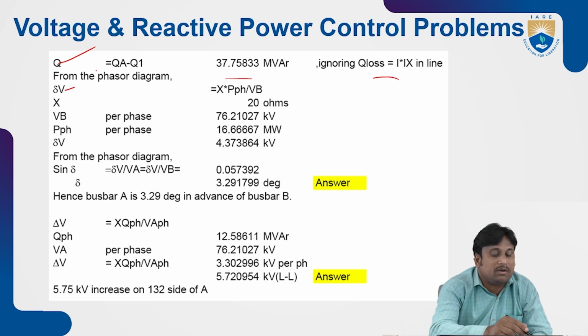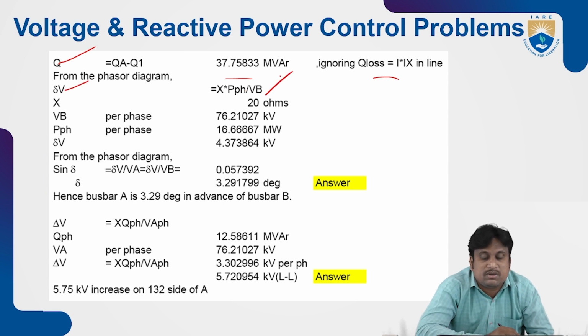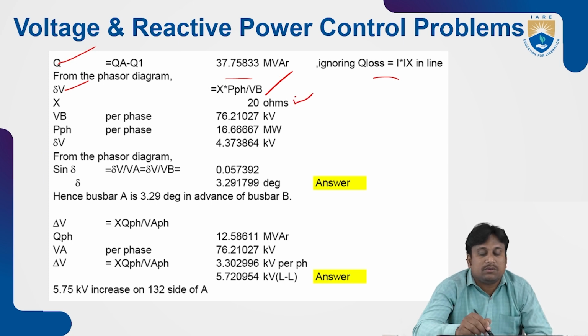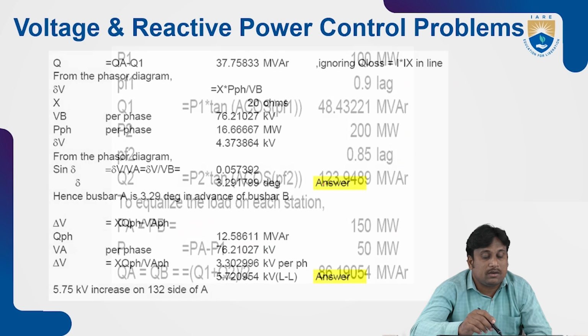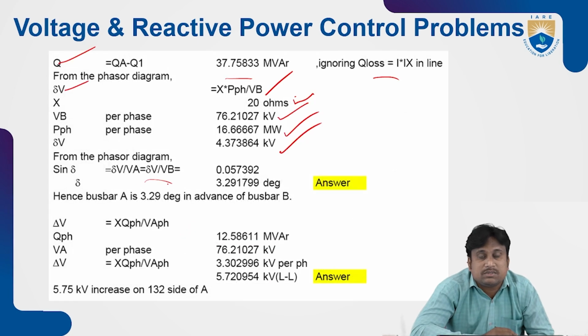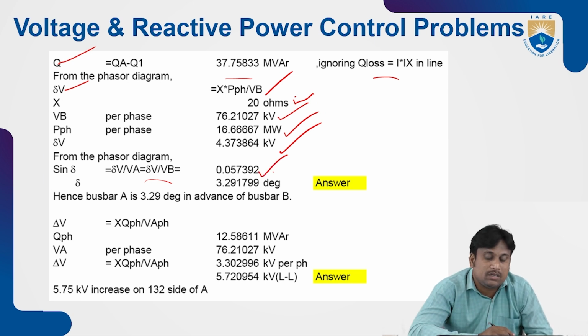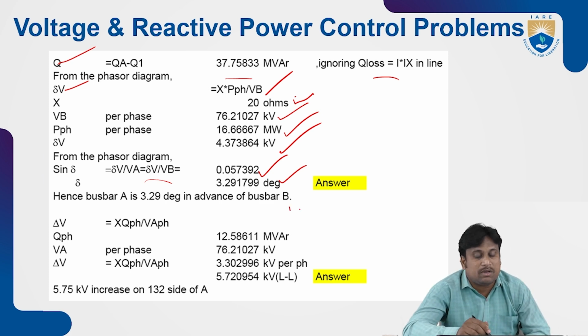From the phasor diagram, delta V becomes X into P phase by VB. The reactance is 20 ohms, per phase voltage is 76 kV and per phase power is 16.6 megawatts. Delta V is 4.37 kV. From the phasor diagram, sine delta becomes delta V by VA, which is delta V by VB, 0.057392, so delta is 3.291799 degrees. So bus bar A is 3.29 degrees in advance of bus bar B.